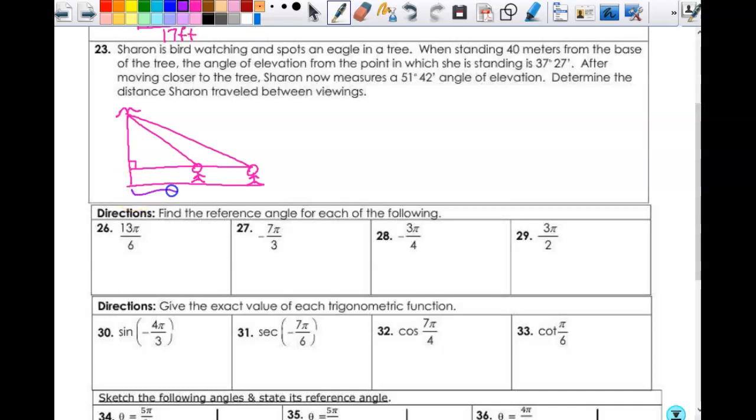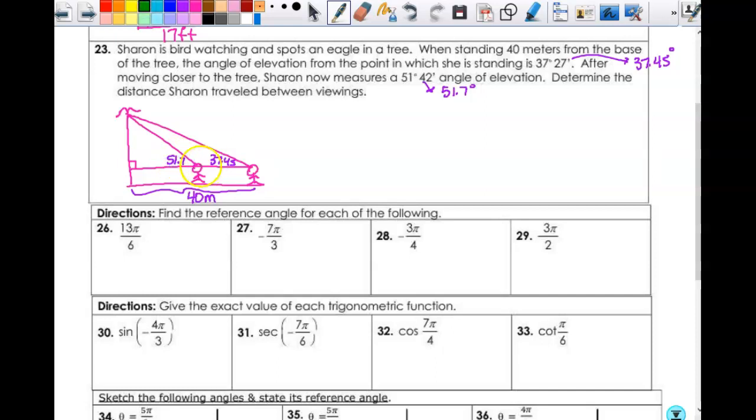This whole distance right here is 40 meters because she starts out 40 meters away before she moves closer. And then she's got two angle measures, both of which are in degrees, minutes, seconds. We need them in decimals. So this 37 degrees, 27 minutes becomes 37.45. And the 51 degrees, 42 minutes becomes 51.7 degrees. So she starts out here. This is 37.45. And she moves closer, so now this is 51.7.